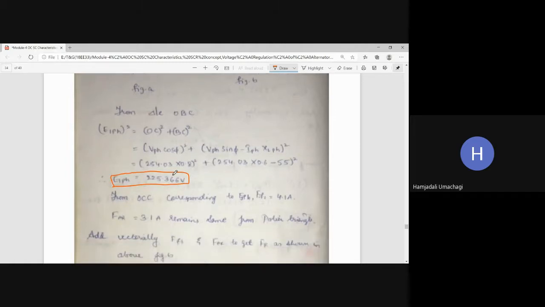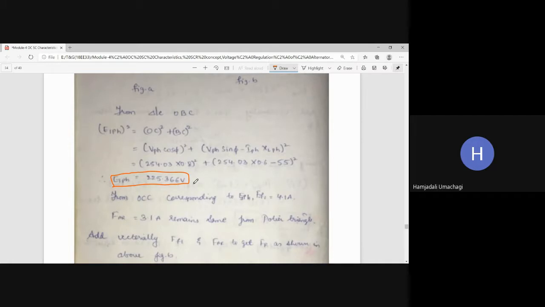225.366. Okay, so now the answer is 225.366 volts. Yes, answer is right. E1PH is equal to 225.366 volts. Next, what should I do? For this corresponding E1PH, check what is IF1 using OCC, yes or no? Yes. Next, all of you write.